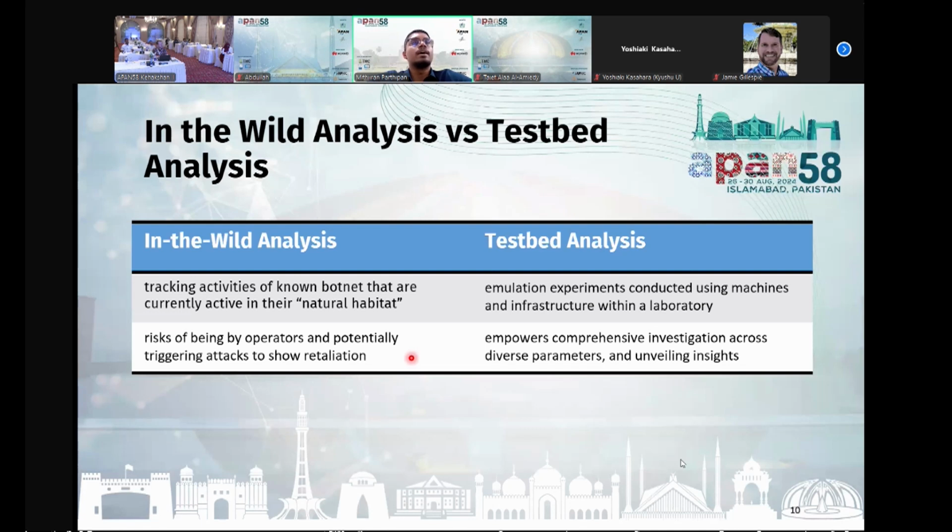But it comes with a risk where operators, if they detect that they are being monitored, potentially trigger attacks to show retaliation. Whereas in testbed analysis, emulation experiments are conducted using machines and infrastructures within a laboratory. It empowers comprehensive investigation across diverse parameters and gives unparalleled insight.